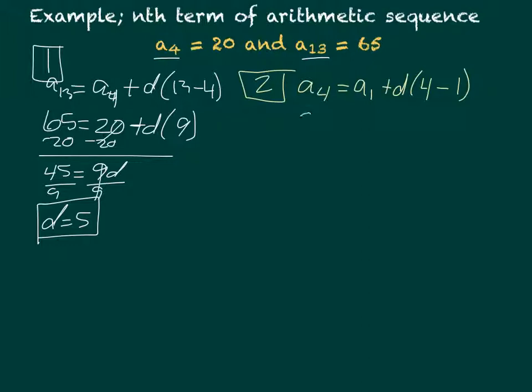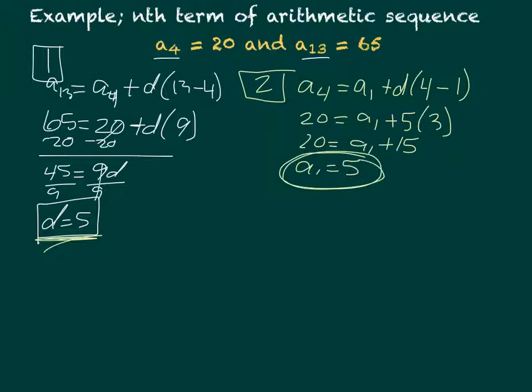So a sub 4 is 20 equals, I don't know a sub 1, but I know my d. My d is 5, because I already found that over here. And then 4 minus 1 is 3. So that's 20 equals a sub 1 plus 15. Subtract the 15 over, and a sub 1 equals 5.